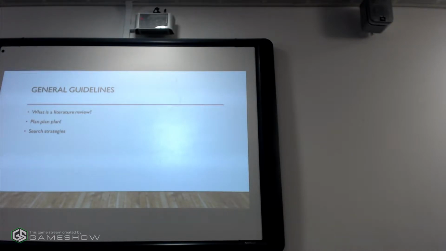Two gentlemen at the front who have done one? No, okay. So I'll basically just tell you then.